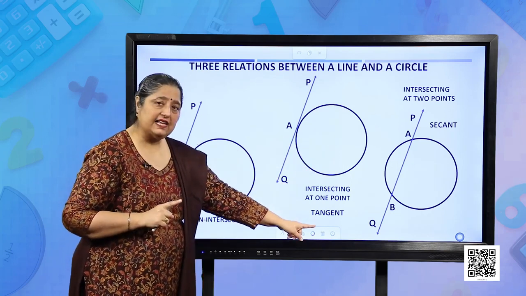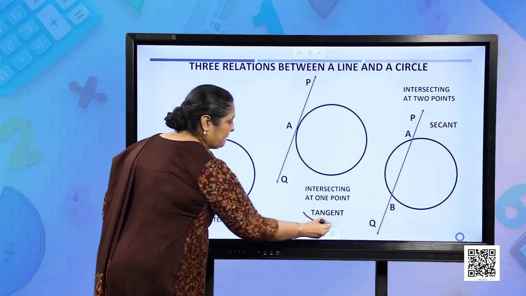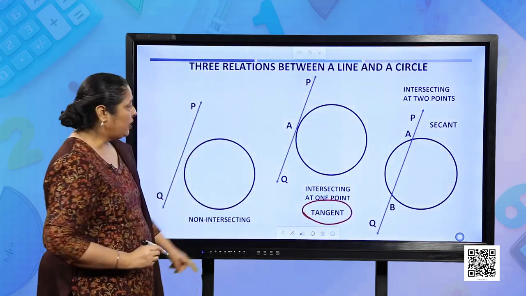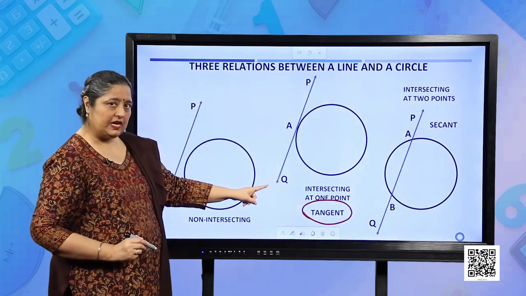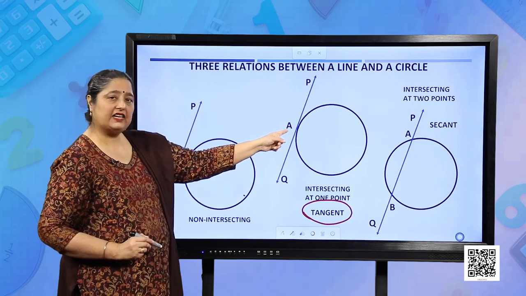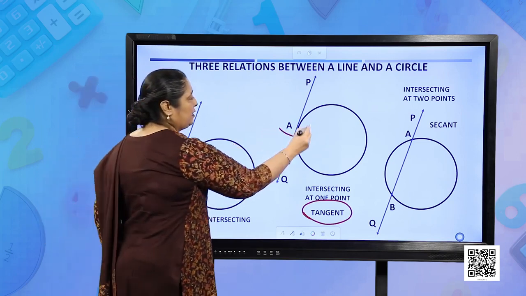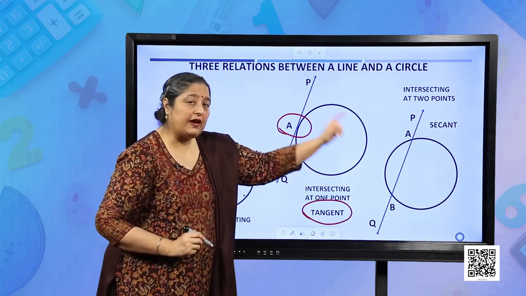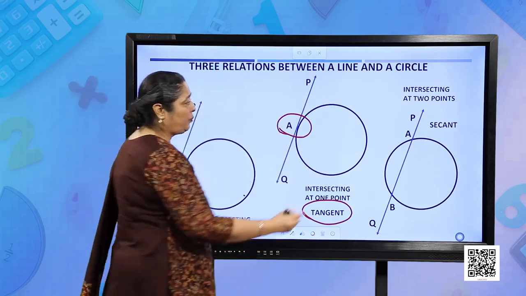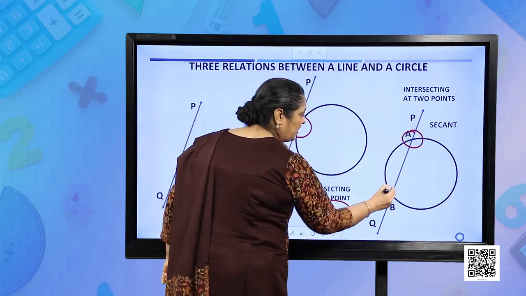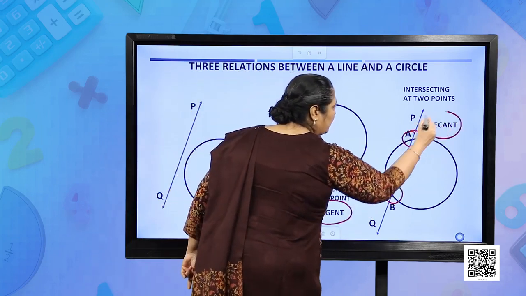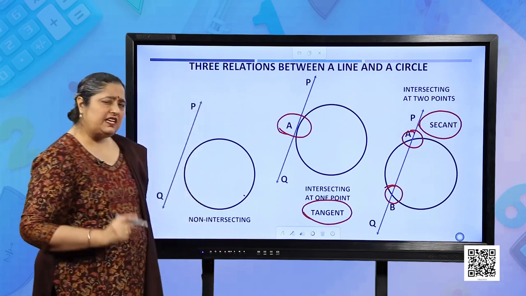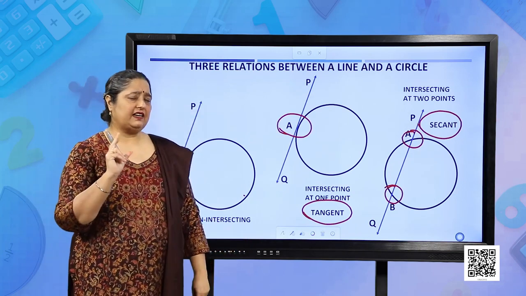We have this as a tangent. This is a tangent wherein the line PQ is intersecting the circle at one point A. At one point A. Now, as we move forward, we have 2 intersecting points. The points are A and B, and this is called a secant. There is some difference between a secant and a chord.